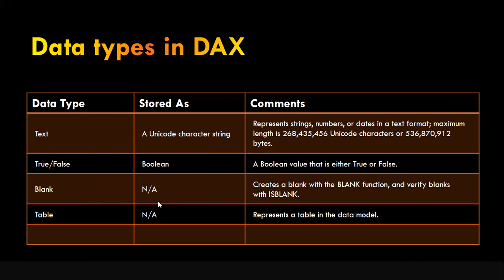And the next one is blank. You have something called blank, and table is also available. Blank is stored as any, and table is also stored as any. It represents a table in the data model. It creates a blank with the BLANK function and you verify blanks with ISBLANK. There is a function called ISBLANK. With that, we can check whether the column has a blank value in it or not.